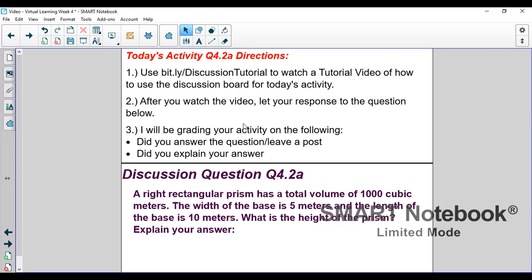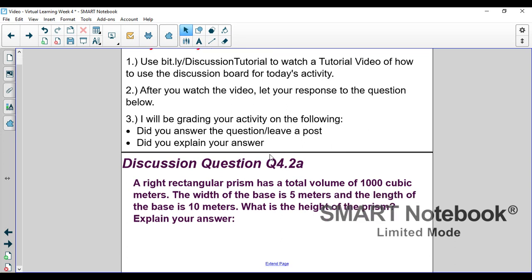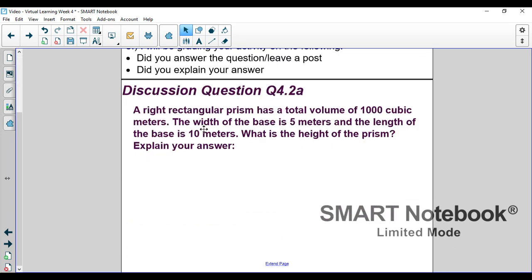I will be grading the activity based on the following. Did you answer the post? Did you explain your answer? And did you get the question correct? So this question right here, discussion question 4.2a: a right rectangular prism has a total volume of 1,000 cubic meters. The width of the base is 5 meters. The length of the base is 10 meters. What is the height of the prism?